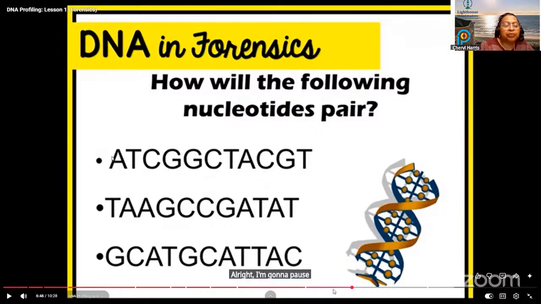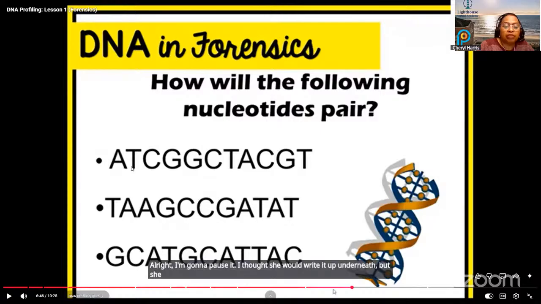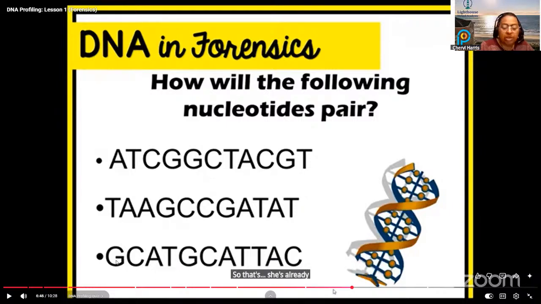All right, I'm going to pause that. I thought she would write it up underneath, but she didn't. So what she's doing is she's taking this whole row, and underneath it, she's saying if I have an A, then that's going to match with a T. If I have a T, it's going to match with an A. If I have a C, it's going to match with a G. And then she's going through the whole row like that. She's already on the second row, so I'll follow along with her when she gets to the third one.